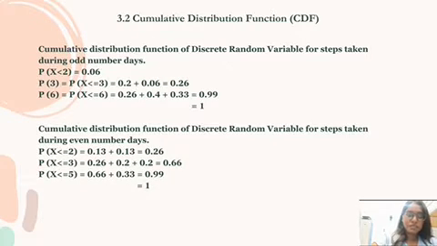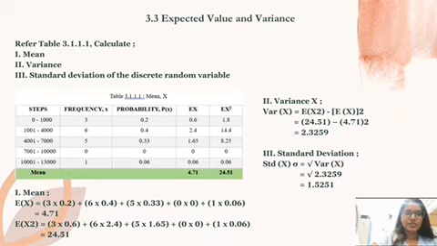Cumulative distribution function of discrete random variable for steps taken during odd number days, the value that we get is 1. And then for the second one, cumulative distribution function of discrete random variable for steps taken during even number days, the value we get is the same, which is 1. So the next step is expected value and variance.